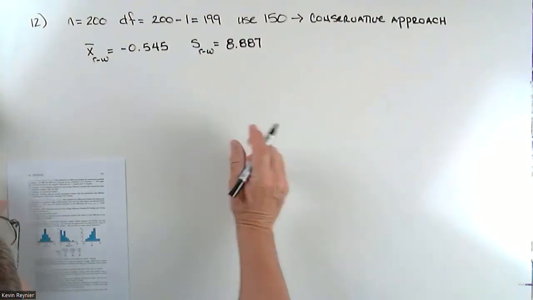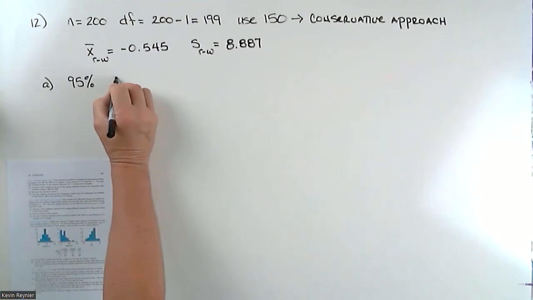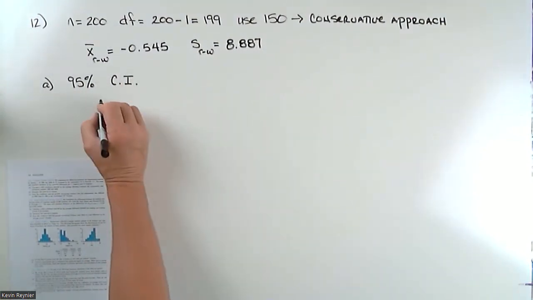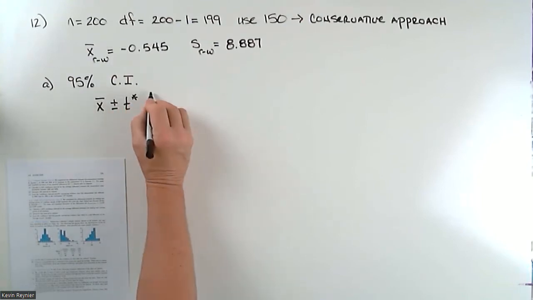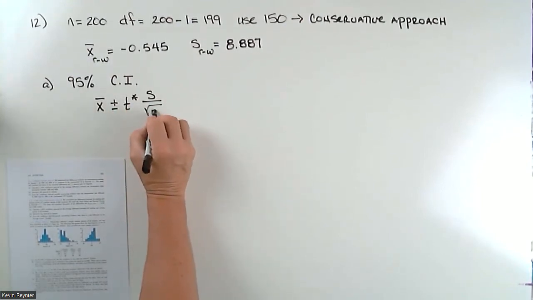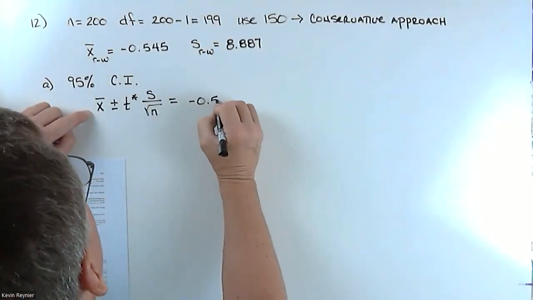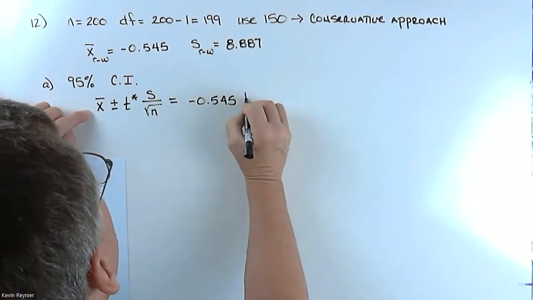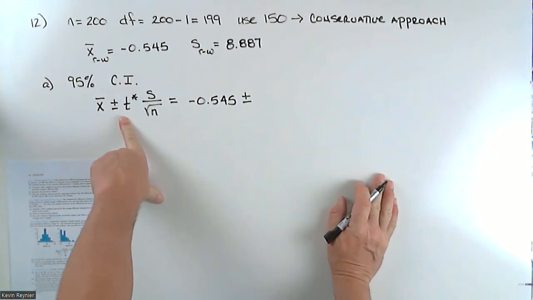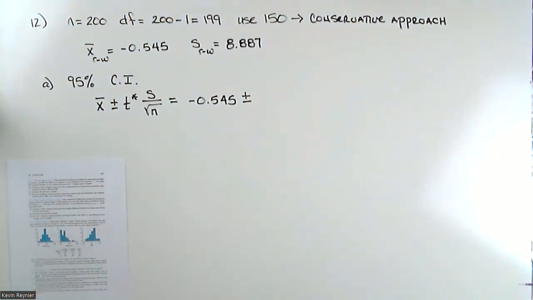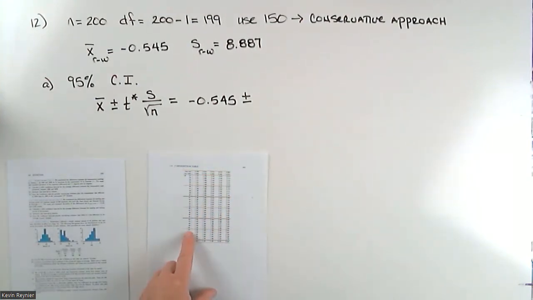So we know how to do that, right? Part A, a 95% confidence interval. We just did a confidence interval in the last problem. So we're going to have X bar plus or minus T star times S over the square root of N. And we know all these values. X bar is negative 0.545 plus or minus. Now, where do we go to get our T value, right? That's what this problem is really quizzing us on. It's making sure we know to go get the T value on row 150 and not row 200.